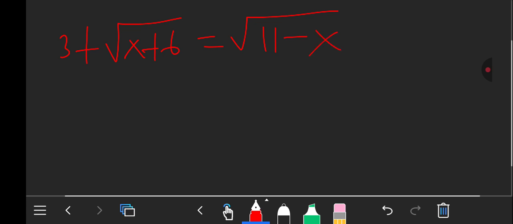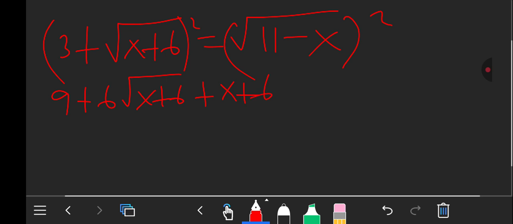This one is even simple because we can just square that side. We square, so we're going to have 3 squared, that is 9, plus 3 times 2, that is 6, times the square root of x plus 6, so plus 6 root of x plus 6. Then we have root of x plus 6 squared, that is just x plus 6, because the square and root cancel. This side, we cancel the square root with the square, so we remain with 11 minus x.